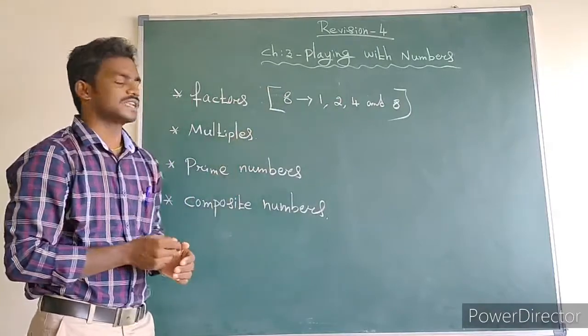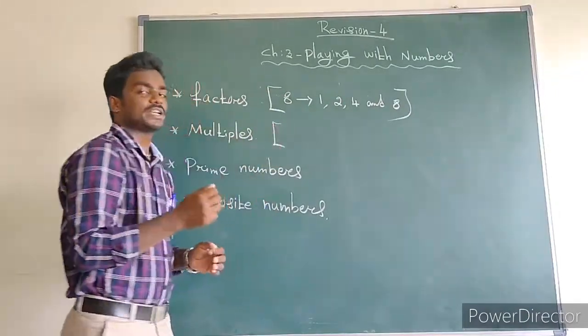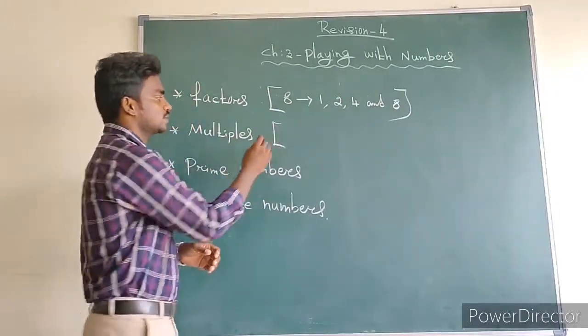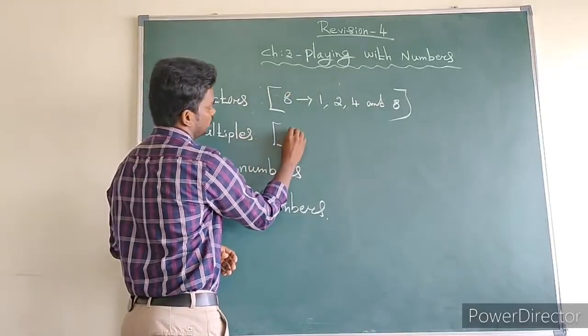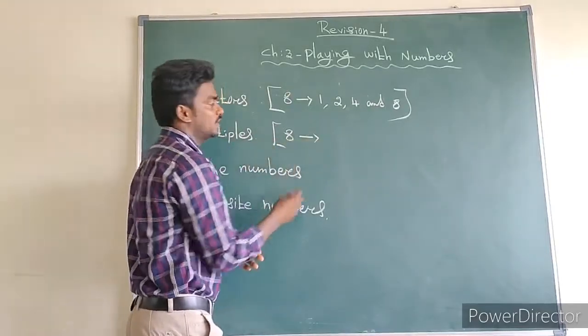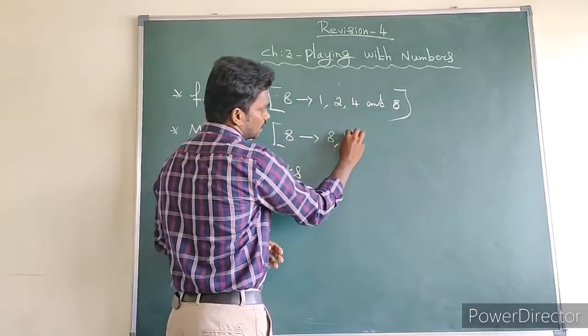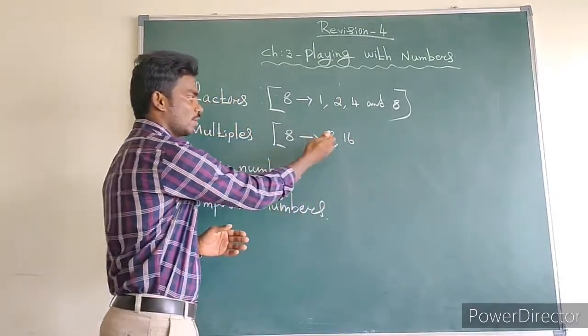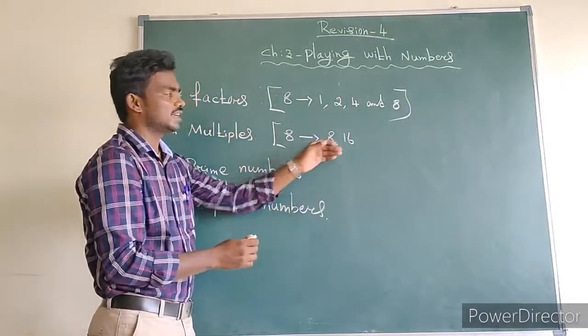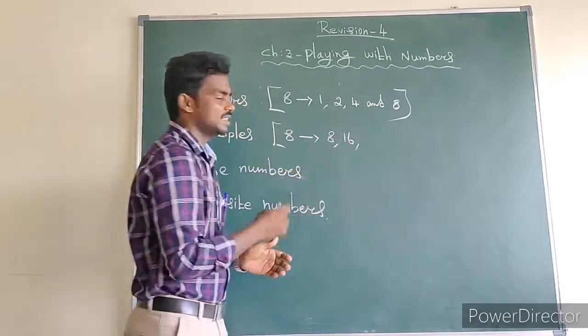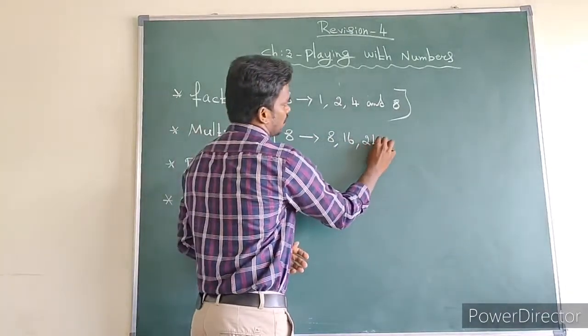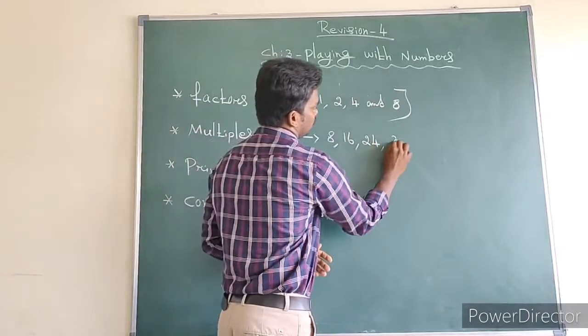Next, what are multiples? A multiple is a number obtained by multiplying by the consecutive natural numbers. So what are the multiples of 8? The multiples of 8 are 8, 16. That means 8 multiplied by 1 is 8, 8 multiplied by 2 we get 16, 8 multiplied by 3 means 24, and 8 multiplied by 4 is 32, and so on.